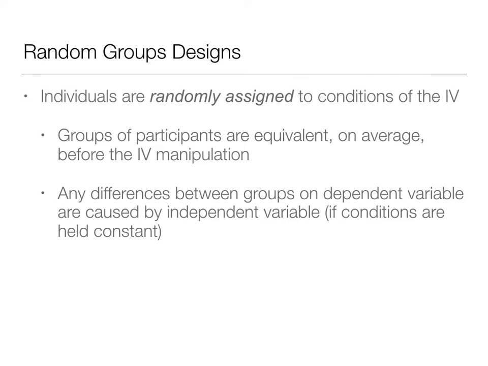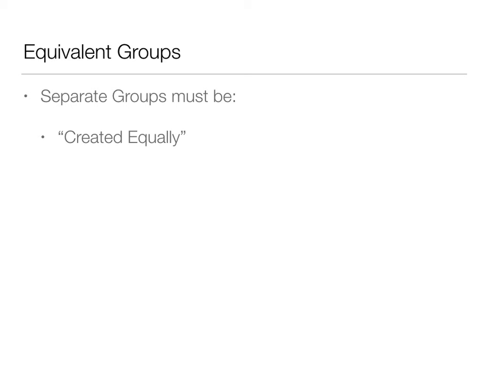This allows us to say that any differences between the groups on the measured dependent variable are caused by our independent variable, because we've controlled for other conditions by holding them constant, and we've randomly assigned to create these equivalent groups. These separate groups must be created equally, and that's done through random assignment, okay? Everybody's got an equal shot of doing this. On average, these groups will be equal, and this is even more true the larger your sample size.